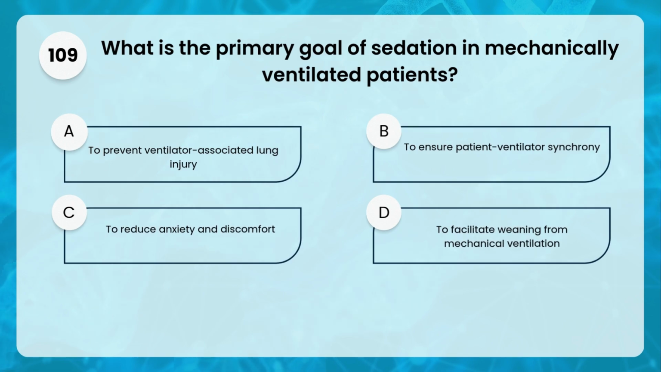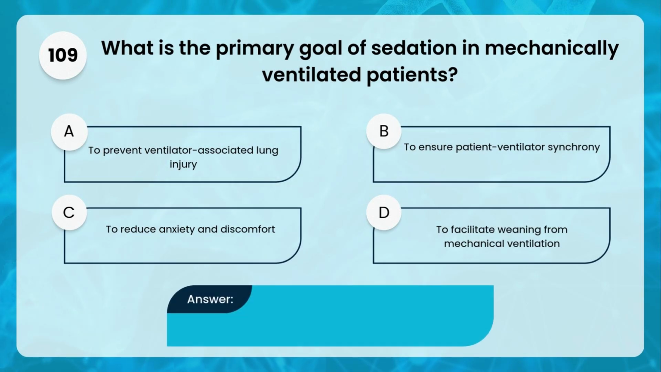109. What is the primary goal of sedation in mechanically ventilated patients? A. To prevent ventilator-associated lung injury. B. To ensure patient-ventilator synchrony. C. To reduce anxiety and discomfort, or D. To facilitate weaning from mechanical ventilation? The answer is B. To ensure patient-ventilator synchrony.